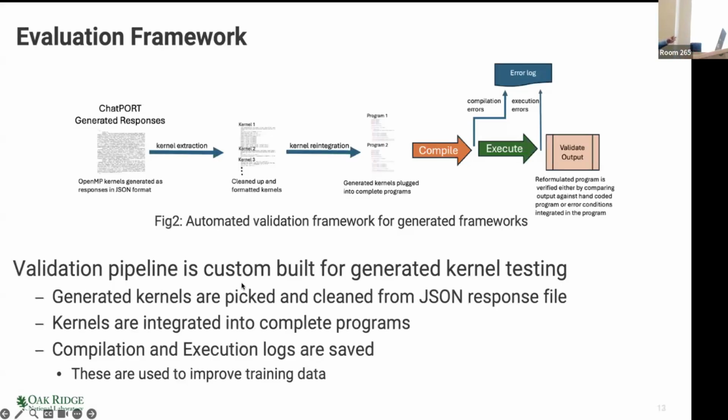So the evaluation framework: we start with the responses from ChatPORT. They are again in a JSON file. We have to clean up and extract those kernels. And from the extracted kernels, since we're doing only correctness of the kernel, we kept the whole OpenMP program from HeCbench the same and replaced just the kernels with our generated kernels. And then we compile, we execute, and then we validate. It has to compile, of course, it has to execute, and the benchmark has to give the correct answer. So this is a more strict testing than most other works we have seen out there.